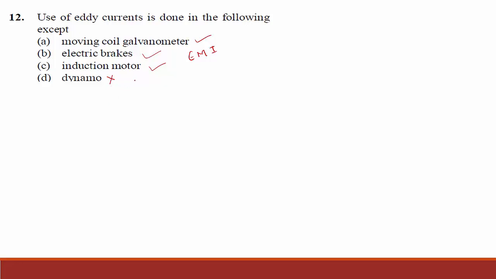Here this is for DC, that is direct current. But in the moving coil galvanometer, electric brake, and induction motor, because of changing magnetic flux, induced EMF takes place, and whatever current is produced is always in the opposite direction. Because of its direction, it opposes their movement. So the first three options are used in eddy current and the last option is not used in eddy current. So option D is correct.